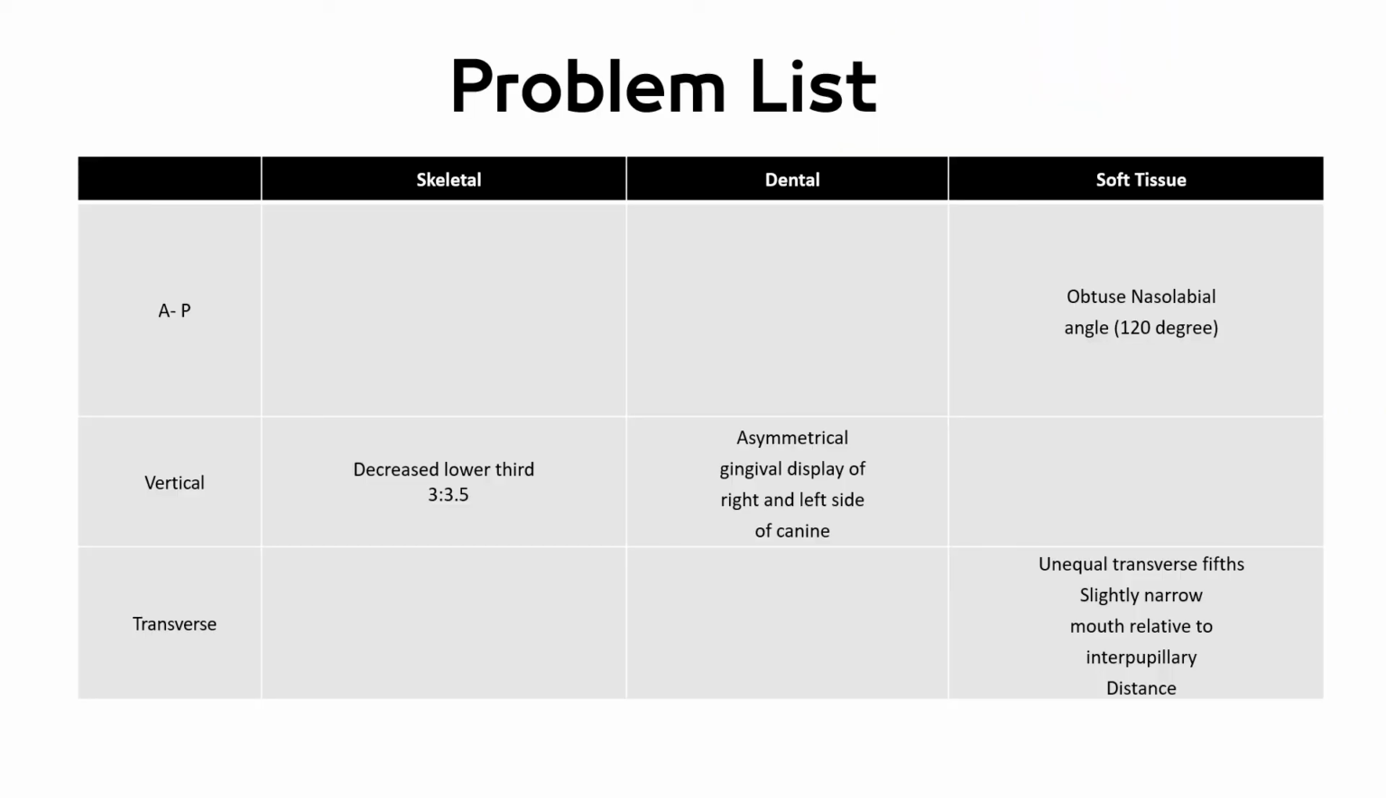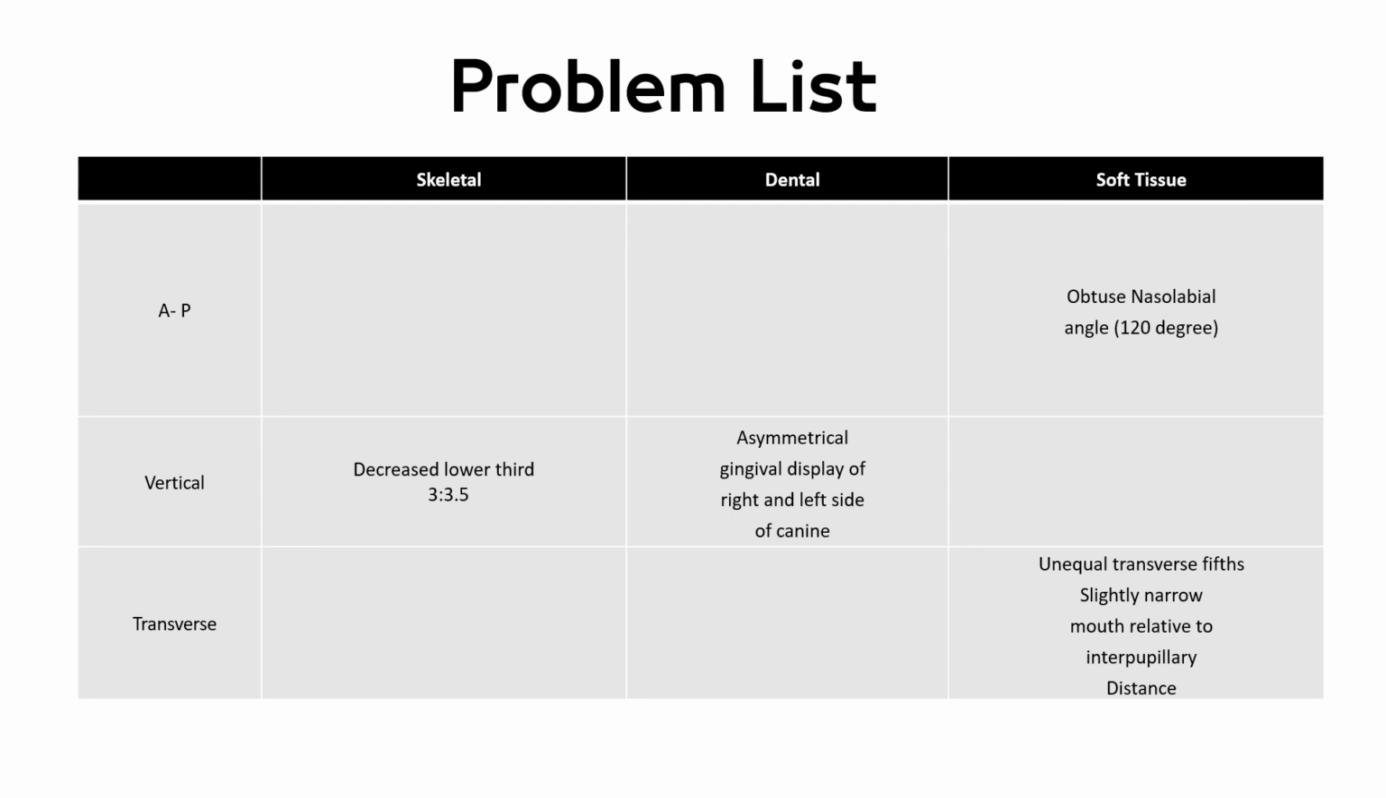Now to the problem list. When we talk about the anterior posterior plane and the soft tissue, there is obtuse nasolabial angle, which is 120 degrees. When we talk about the vertical plane, the skeletal problems, there is decreased lower third, which was 3 centimeters in the lower third and 3.5 in the upper third.